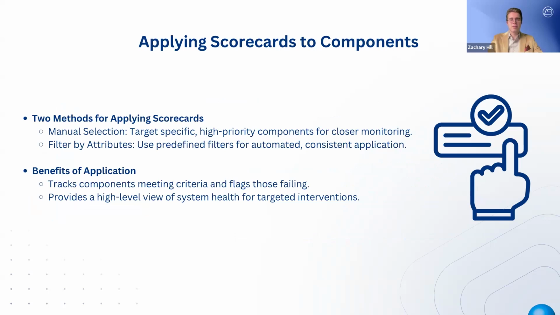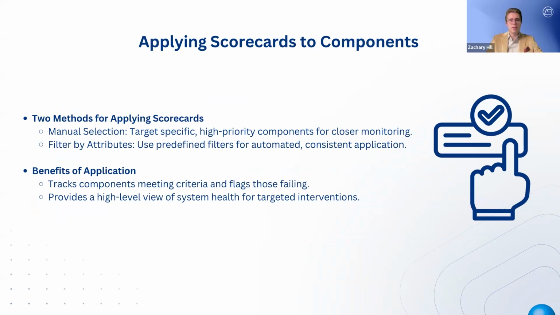First, you can manually select components to evaluate, focusing on high priority elements that need closer monitoring. Alternatively, you can filter by component attributes, such as ownership, service type, or technology stack. This automated approach saves time and ensures consistent governance, especially in large systems with numerous components.